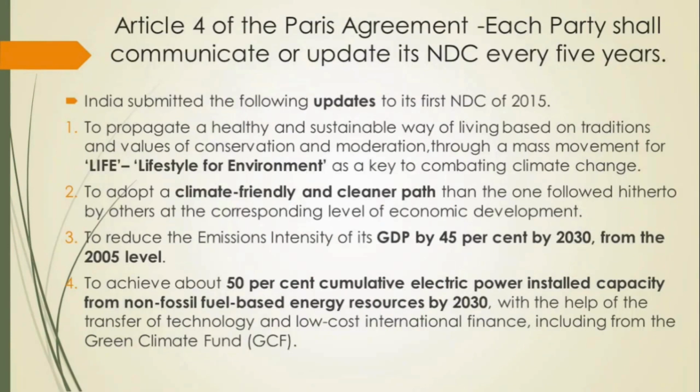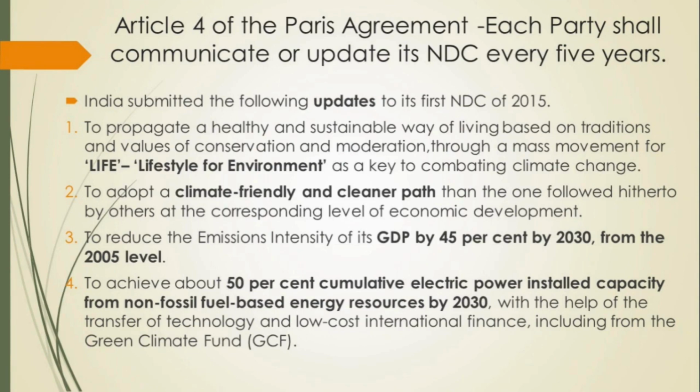Okay, so these three targets are very, very important targets. Article 4 of the Paris Climate Deal or Paris Agreement, what does it say? It says that every 5 years, as we have said, you have to update the targets. So India submitted in August 22 some updates to this already submitted target. So what are these updates?